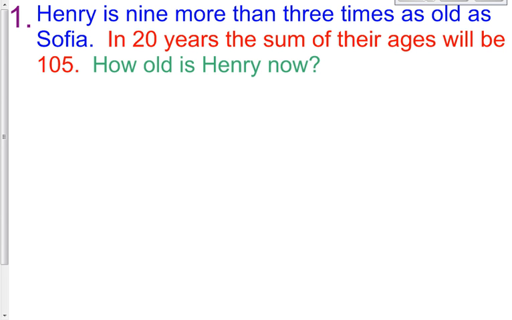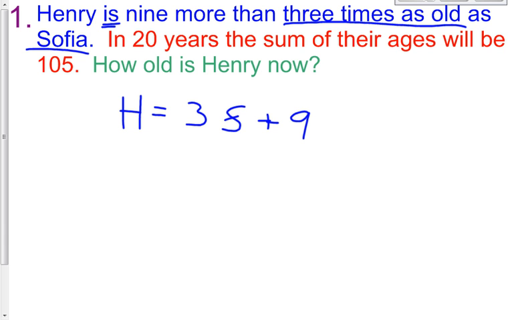So let's first talk about the first sentence, which is written in blue. We'll just say Henry is the letter H. We defined Henry as H. Henry is means equals. Henry equals 9 more than 3 times as old as Sophia. So 9 more than. That means whatever 3 times Sophia is, you have to add 9 to it. It's 9 more than that. So we're going to add 9 to what? We're going to add 9 to 3 times as old as Sophia is. So 3 times Sophia plus 9.